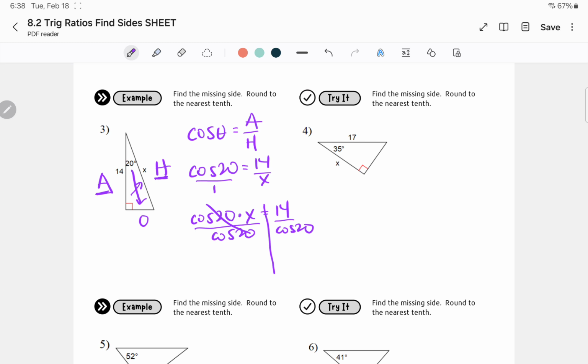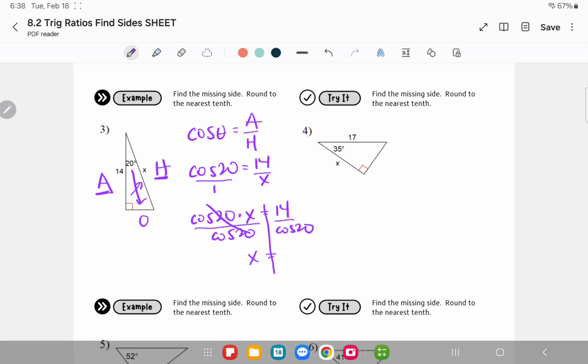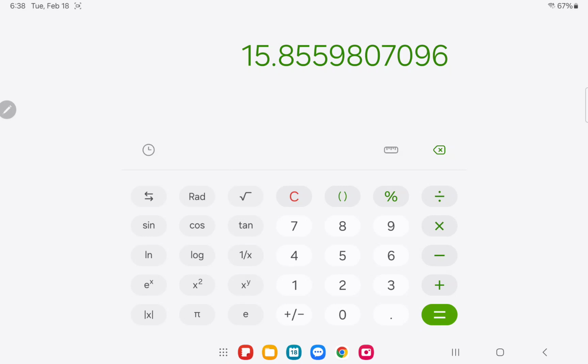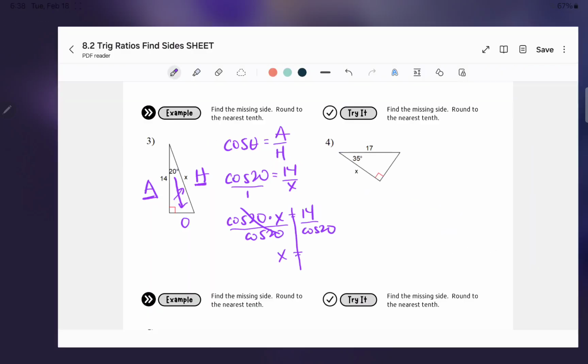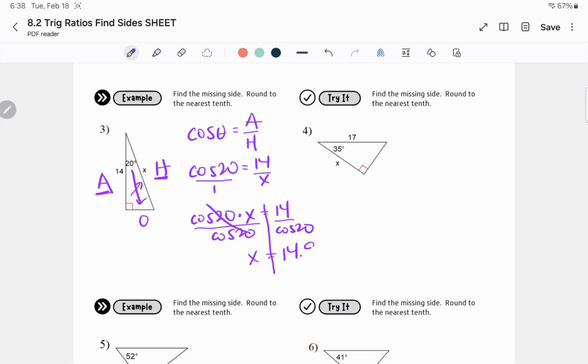Basically, if x is on the top, you're going to be multiplying. If x is on the bottom, you're going to end up dividing. That's what you're going to keep doing, okay? So 14 divided by cosine 20 gives us 14.89. Tenths place is right here at an 8, but this 9 is going to make it go up, so it's 14.9. All right, so I want you to go ahead and pause the video, try 4, 5, and 6, and see if you're right.